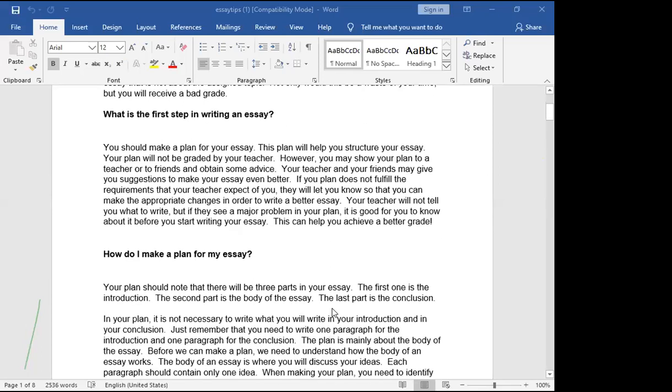How do I make a plan for my essay? Or how do I make a plot for my essay? Your plan should note that there will be 3 parts in your essay. Your plan should divide your essay into 3 parts. The first one is the introduction.